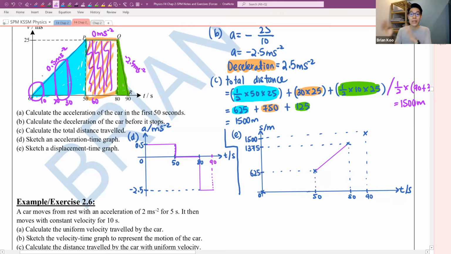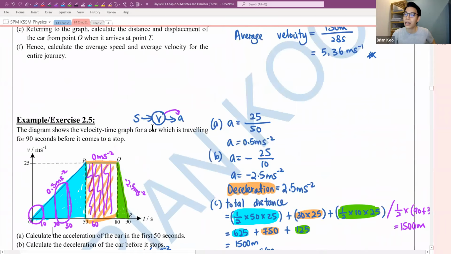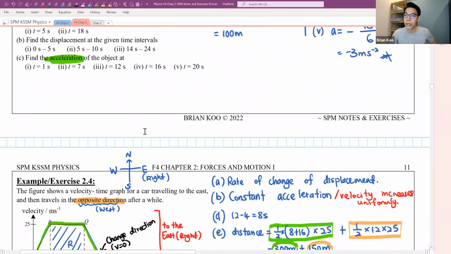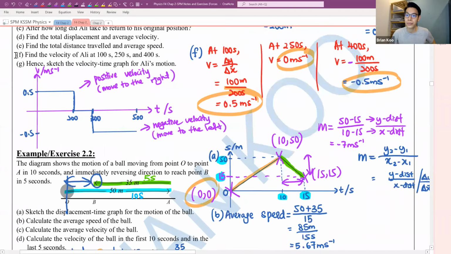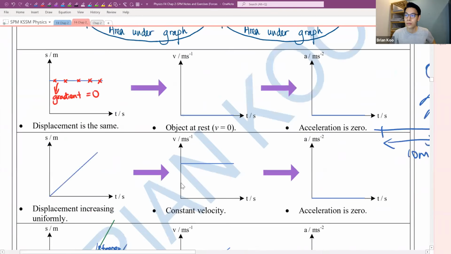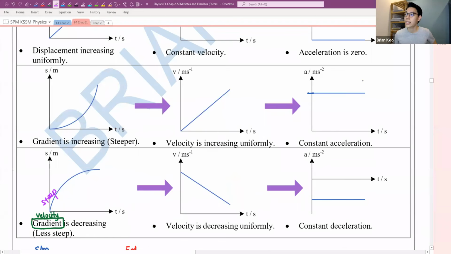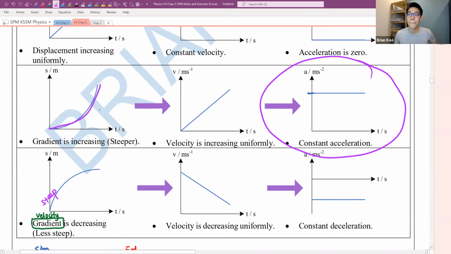And then it keeps getting bigger and bigger, right? The area keeps getting bigger and bigger. That means you're increasing at a faster and faster rate. That's why acceleration, if you look back at the first part of this topic, when it's accelerating, the graph will actually go up.